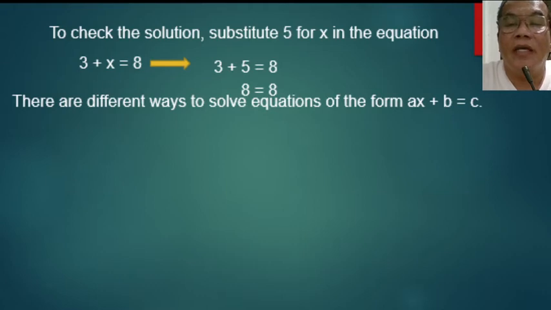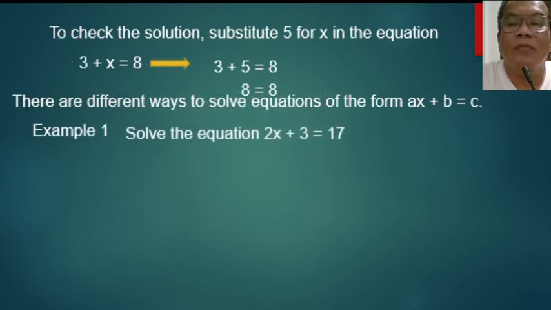of the form ax plus b is equal to c. Example 1, I'll just give you, then it's up to you to choose which of the methods you would like to use. So solve the equation 2x plus 3 is equal to 17.